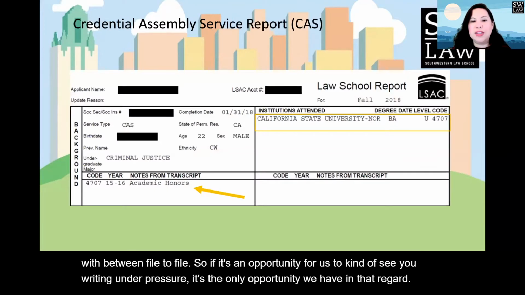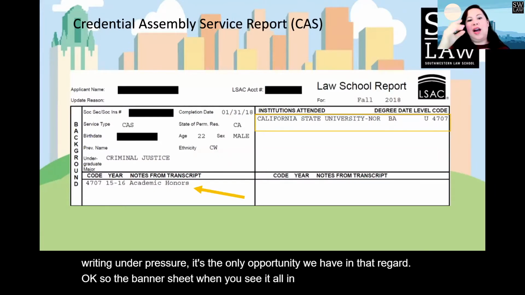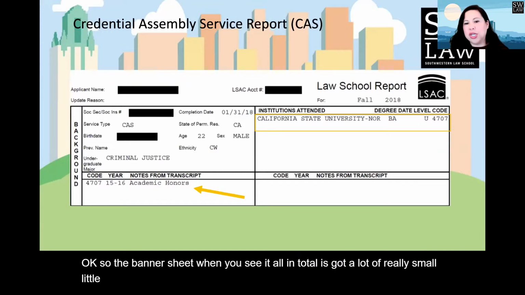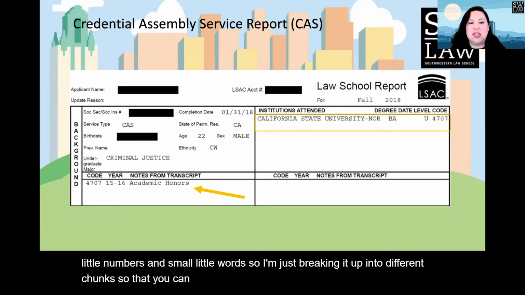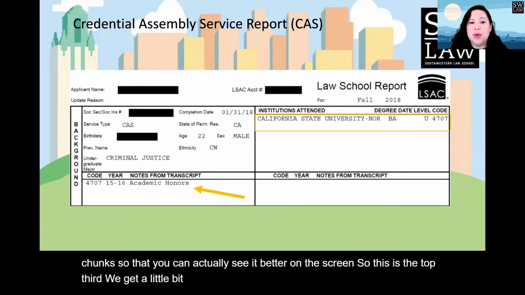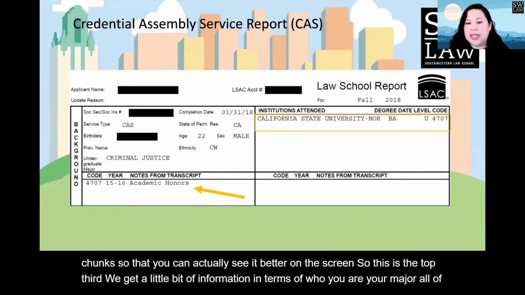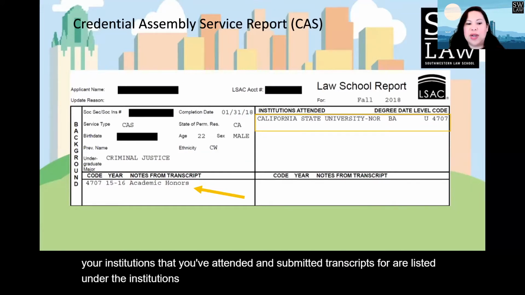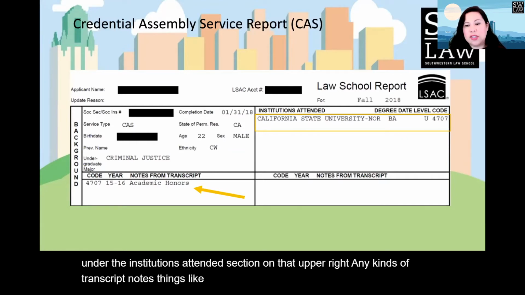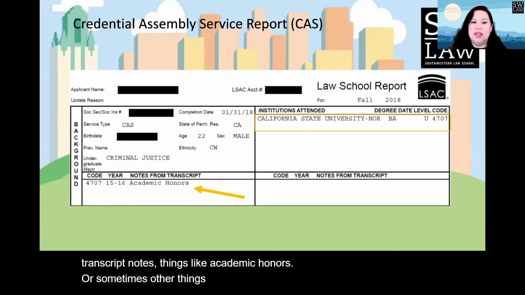The banner sheet, when you see it all in total, has a lot of really small numbers and small words, so I'm breaking it up into different chunks so that you can see it better on the screen. This is the top third. We get information about who you are and your major. All of the institutions you've attended and submitted transcripts for are listed under the institutions attended section on the upper right. Any transcript notes, things like academic honors, or sometimes academic probation, anything that's a note literally from your transcript shows up there.